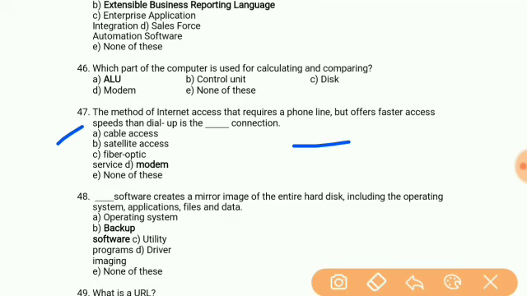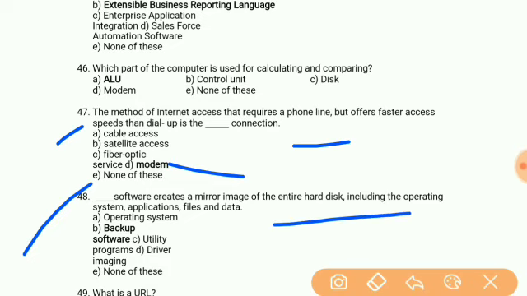The method of internet access that requires a phone line but offers faster access speeds than dial up is DSL, along with a modem. It requires a phone line, meaning you need a SIM and a number. Then using a modem, through that you can make the internet connection.